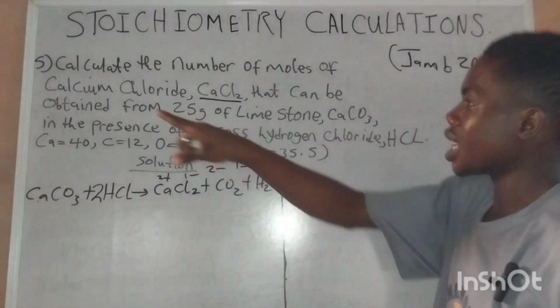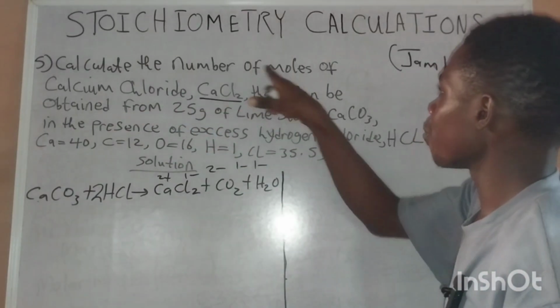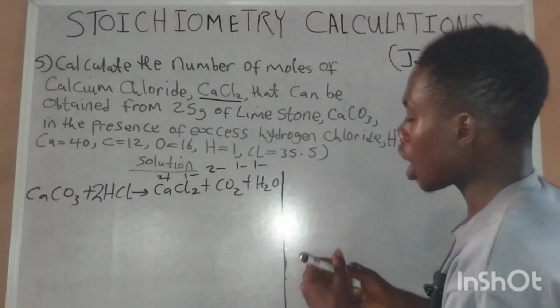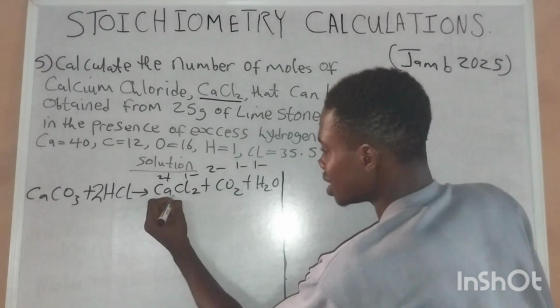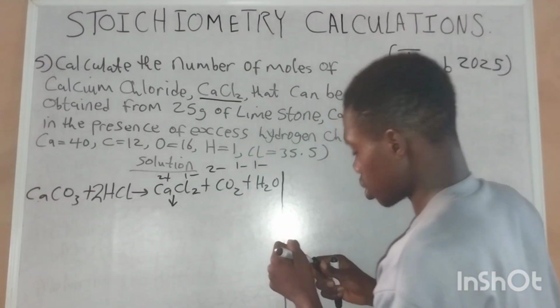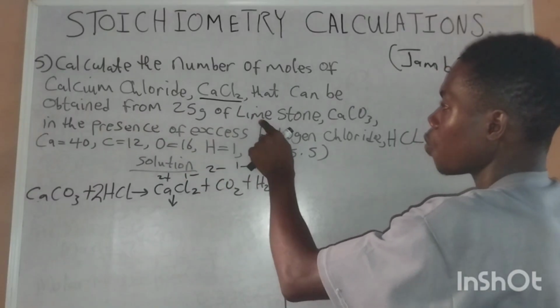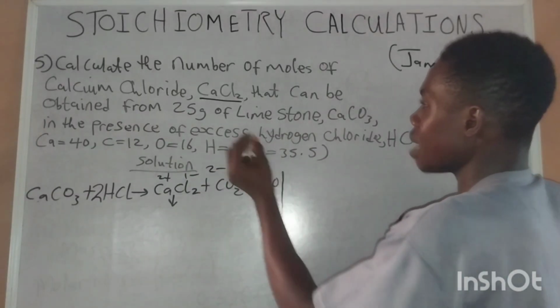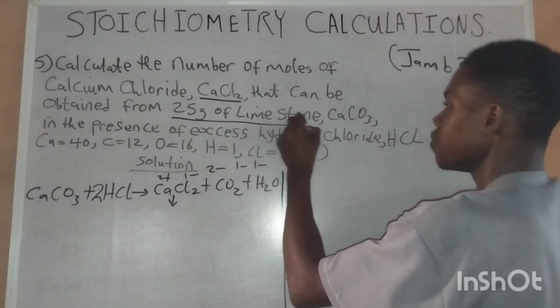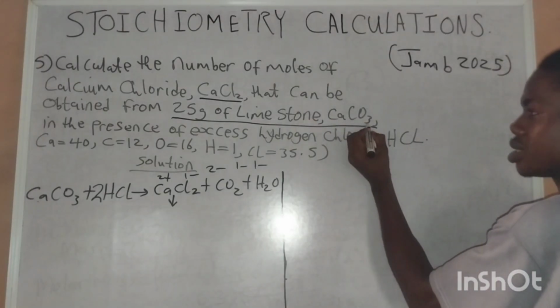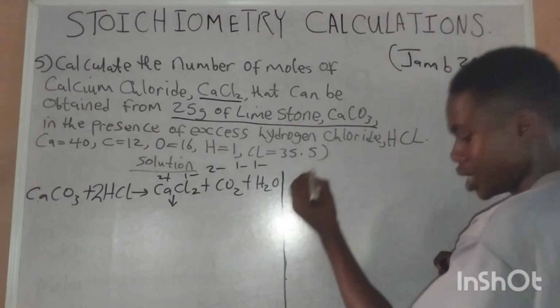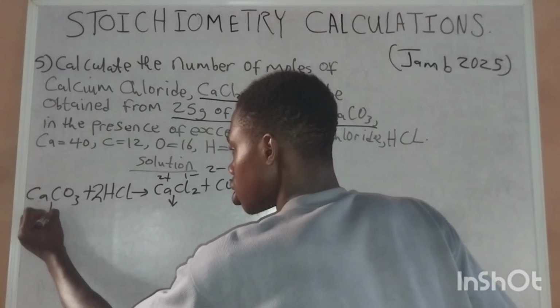Now, if you look at this question very well, the question says to calculate the number of moles of calcium chloride. So I calculate the number of moles of this calcium chloride, this one. Then we need to find the other one that can be obtained from 25 grams of limestone. Now the mass of limestone was given, and limestone is CaCO3. So CaCO3 happens to be the second compound we will be using.